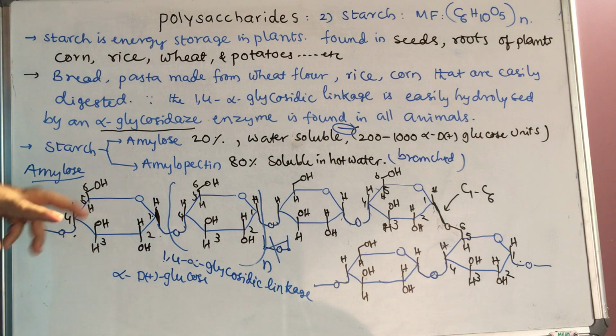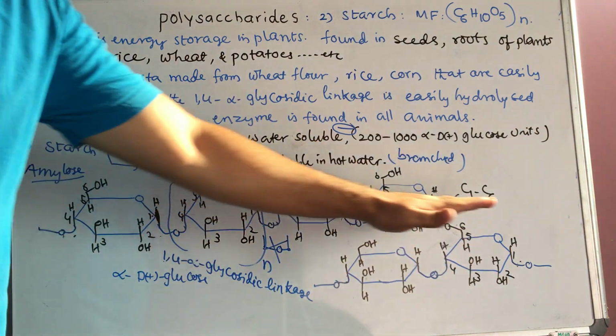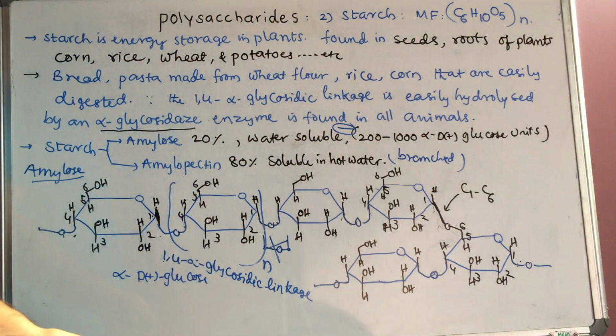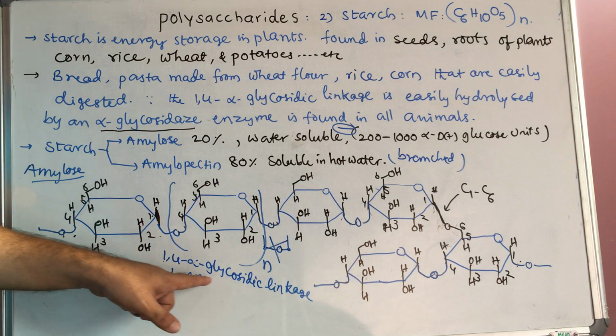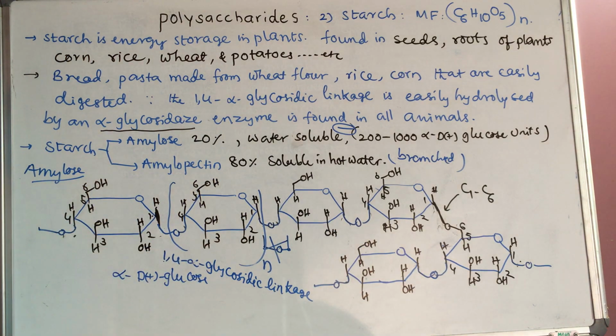In amylopectin, both will be present, because the total is amylopectin. Only a single chain is amylose. Both are there, that is amylopectin. That's why in amylopectin, both will be present: 1,4 alpha glycosidic linkage and C1, C6 alpha glycosidic linkage.